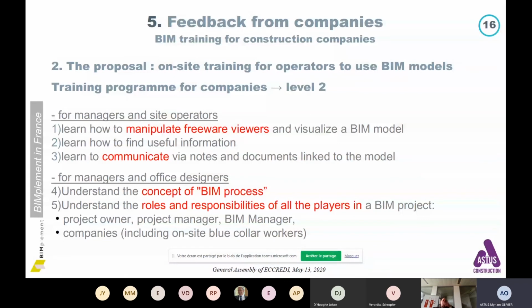It means how to participate in a project where a BIM process is implemented, which is something very important because, as I said, the awareness given to building companies focuses really a lot on the model, but not on the process.